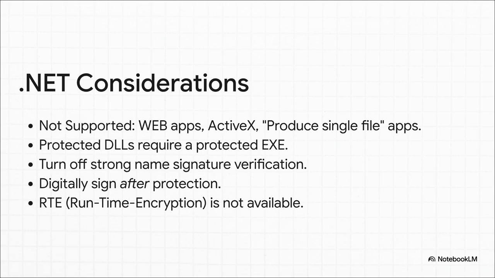First off, just be aware that PC Guard for .NET doesn't support web apps, ActiveX, or those single-file executables. Also, here's a crucial rule. If you protect a DLL, its main exe file has to be protected as well. You'll also need to turn off strong name signature verification before you apply protection, but don't worry, you can still digitally sign your app after it's all secured. And one last thing, just so you know, runtime encryption, or RTE, isn't an option for .NET applications.